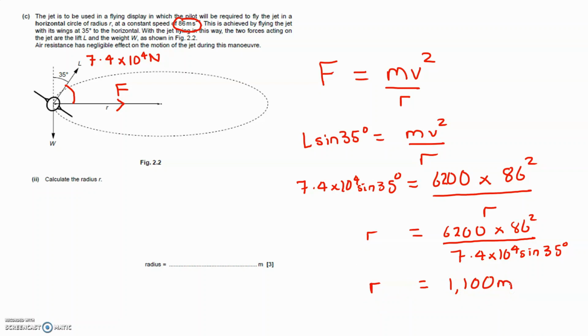So how are the three marks awarded? One mark for correctly identifying the horizontal component of the lift force, L sine 35, the second mark for correctly rearranging and putting the correct numbers in, and the third mark is the final answer, which is 1,100 meters. I wanted to highlight this question because that's a common mistake, to not calculate the horizontal component.